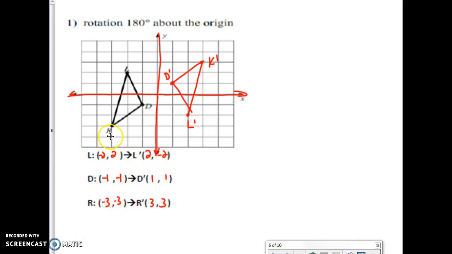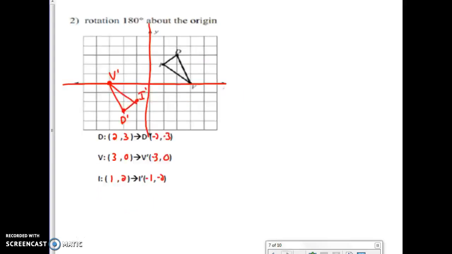R, if I look at R, it was negative 3, negative 3. Now it's 3, 3. So here is what R is right there. Okay. All right, so now if I look at D, D was at 2, 3. Now it became negative 2, negative 3. I can see how there's a straight line right there. V was at 3, 0, became negative 3, 0. It's a straight line across. 1, 2 got me negative 1, negative 2.